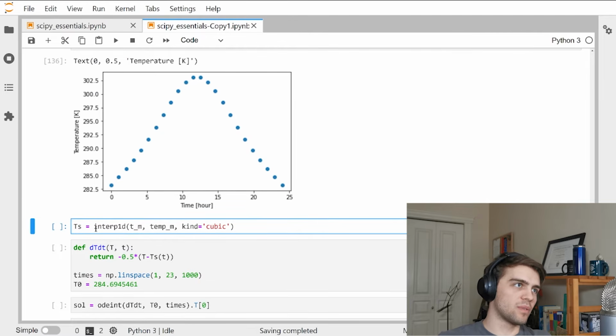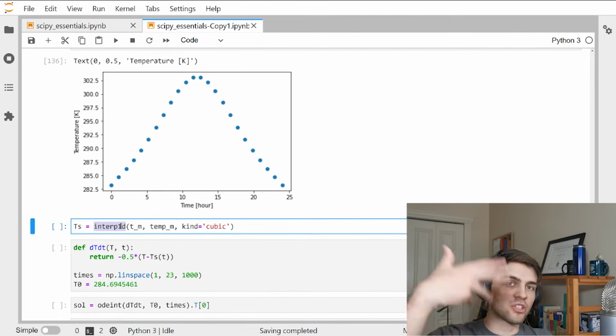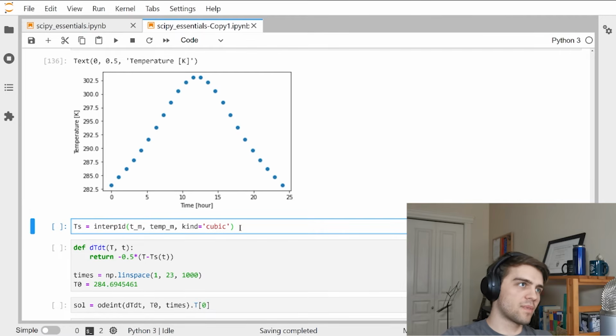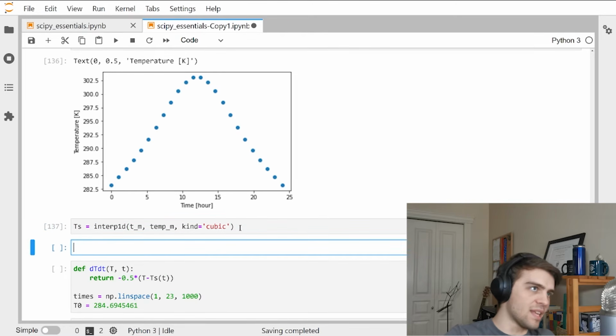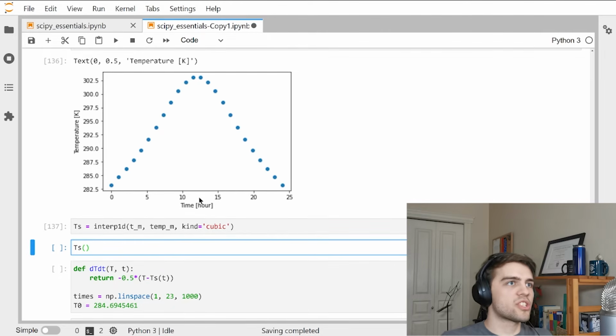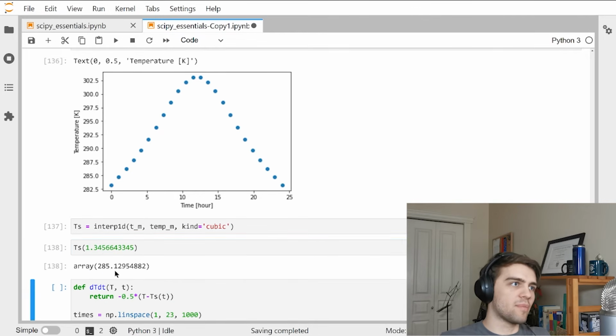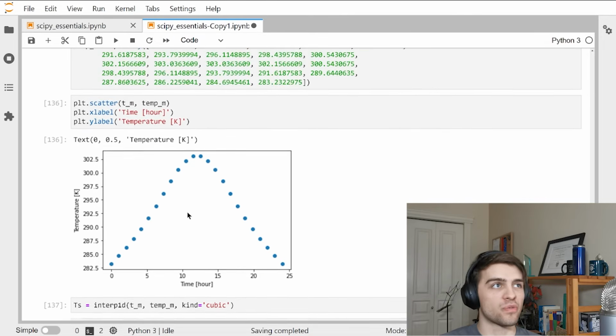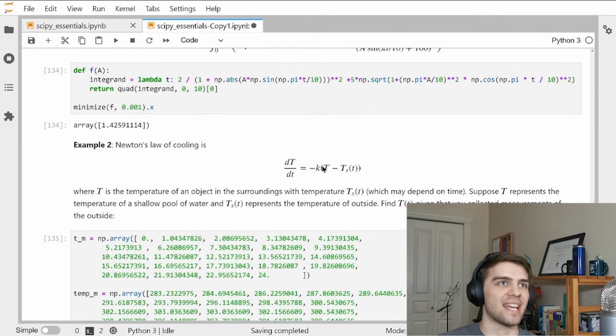So for Ts, I'll use this interpolation function from earlier in the video. I give it the times and the temperatures. And then I can give it any value of time that I want. For example, note that this is in hours as well, from 0 to 24 hours. I can say, okay, now I want it at 1.345, some number here, and it will give me the Ts like that. And so this is really useful. So I've collected some data. Now I have Ts(t).